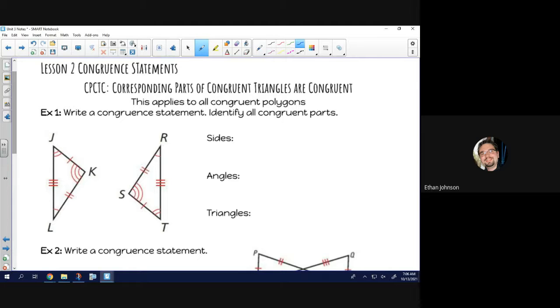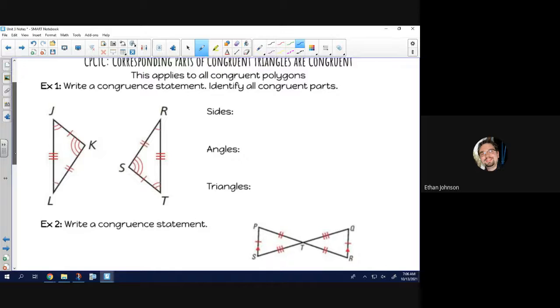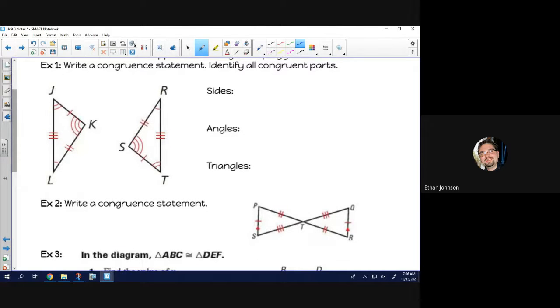Now, for triangles and for all of these, the order of how we say these matters. In a triangle, we have 3 sides, we have 3 angles, and we have the shape itself. So let's deal with sides first. On the left, if I say side JK, JK is congruent to another side. To name JK, we started at J, went to K.